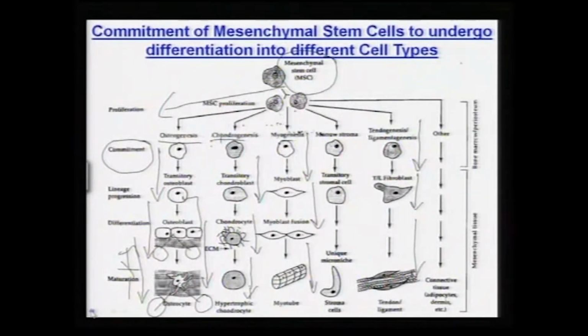Some of the key points to remember is that once there is a commitment for a given cell to differentiate to different cell types, then it follows a lineage. That means that osteoblast cells will be differentiated to osteocytes in a very irreversible manner. So this goes from top to down, not from down to top, that is not possible. Similarly chondrocytes, the cartilage tissue cells, will go to the hypertrophic chondrocyte cells, myoblast cells will go to myotube and so on and so forth.